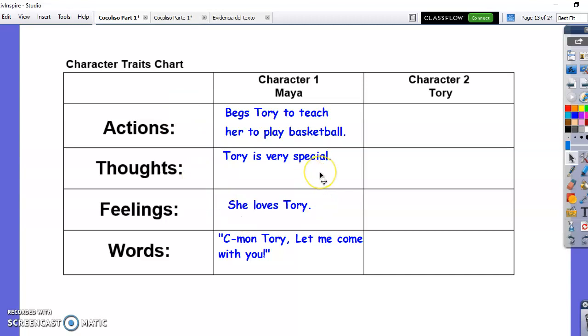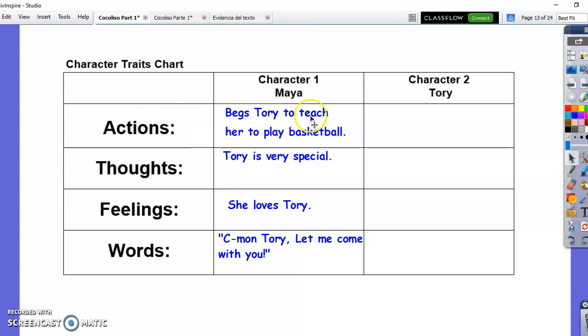Filling out this chart here, a character traits chart, we're going to look at the actions, thoughts, feelings, and words of these characters to get an idea of what their character trait is, and also understand the relationship between the two characters. So I look at the little sister Maya.